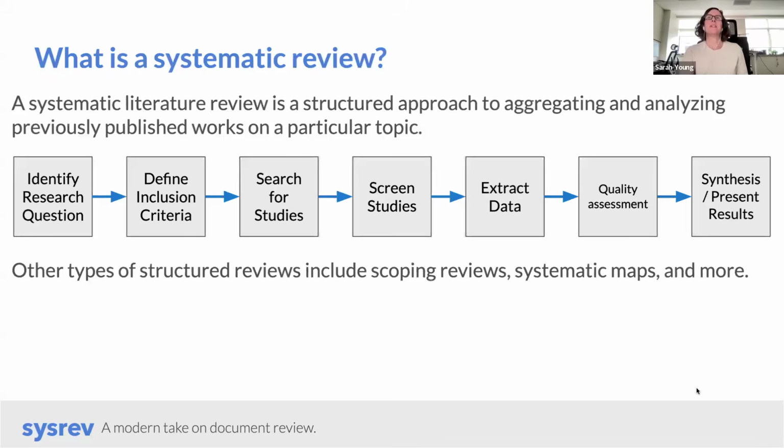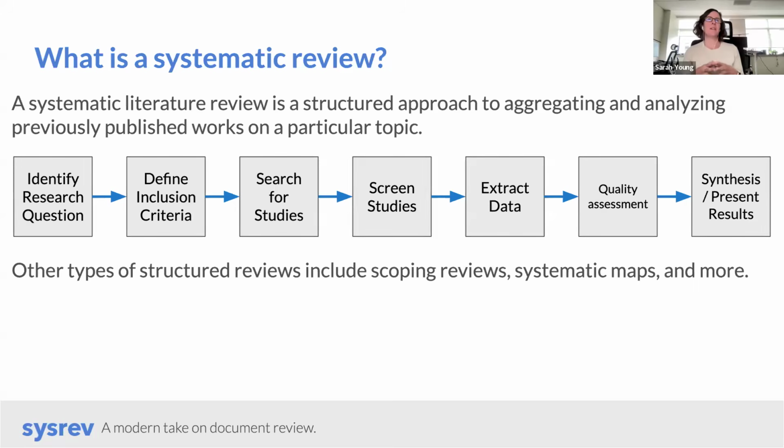All right, so given that we're not all experts in systematic review, I just want to go over the basics of what a systematic review is. A systematic review is essentially a literature review, but it applies a very structured and systematic approach to aggregating and analyzing previously published works on a research topic. So it starts with identifying very clearly a research question.